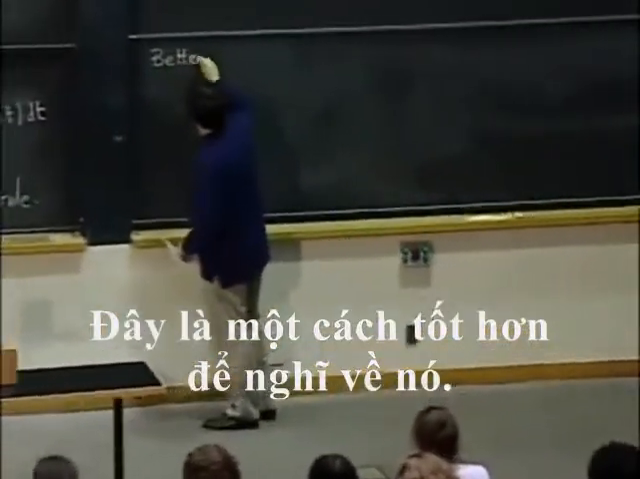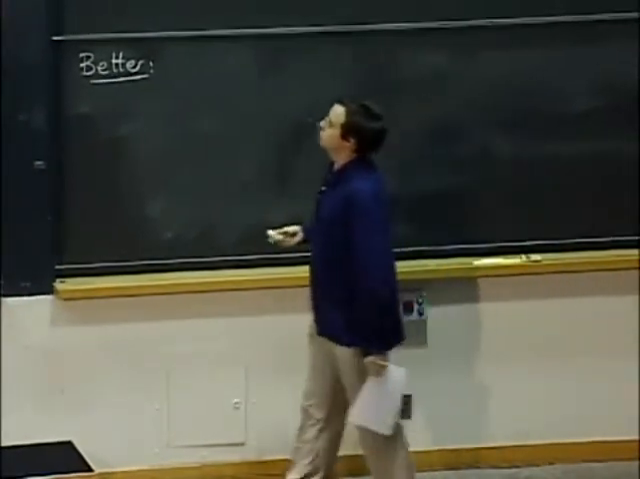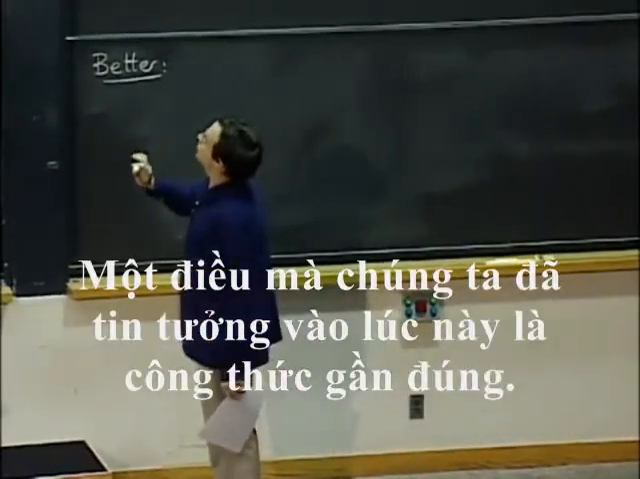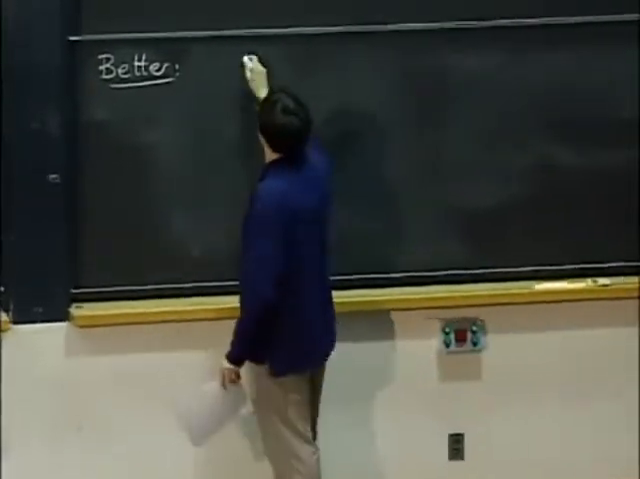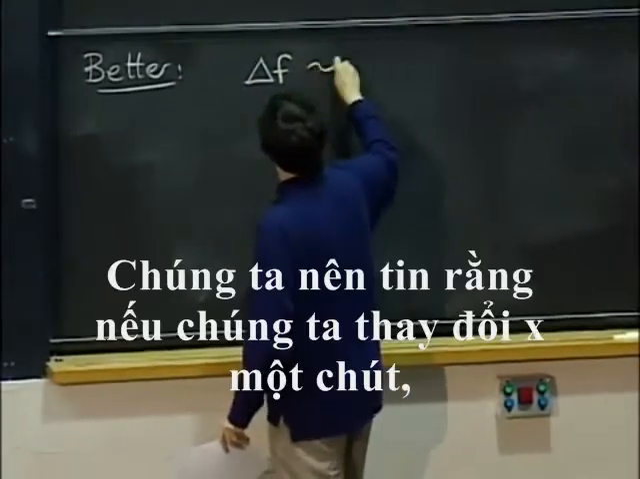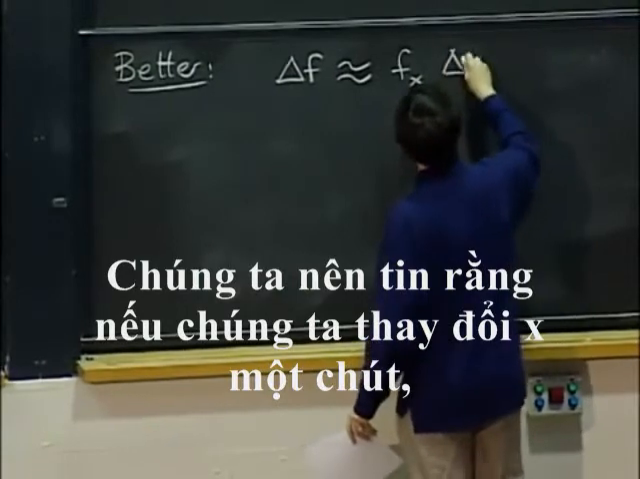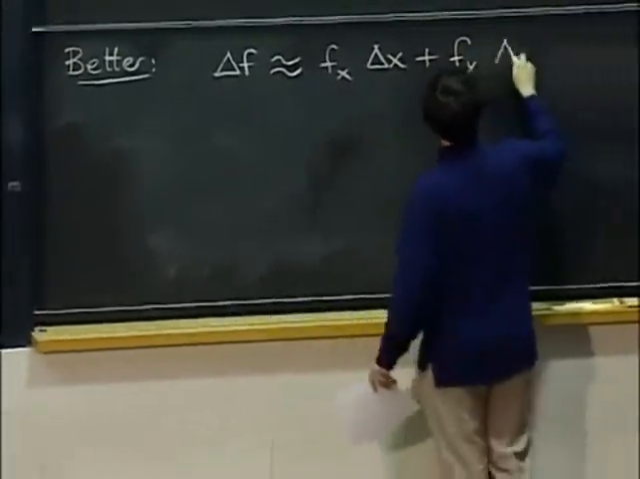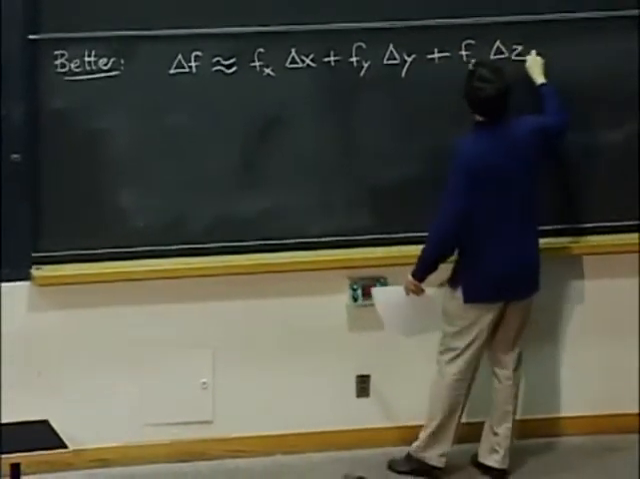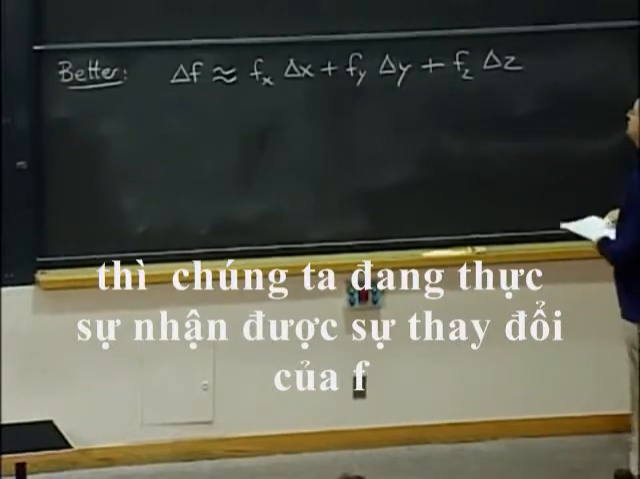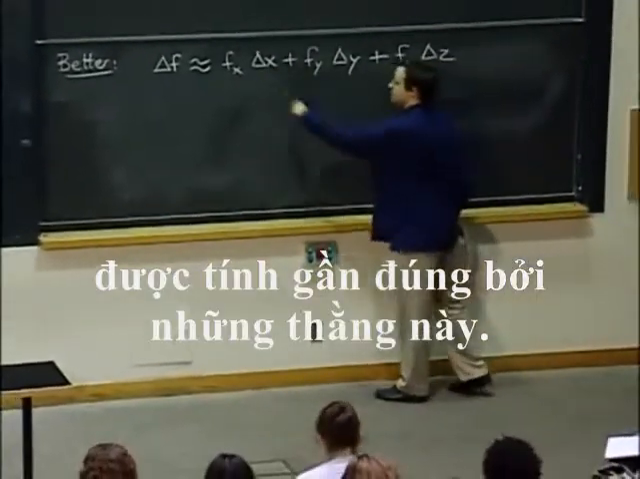So here's a better way to think about it. So one thing that we have trust in so far are approximation formulas. At least we should have trust in them. So we should believe that if we change x a little bit, if we change y a little bit, then we are actually going to get a change in f that's approximately given by these guys.